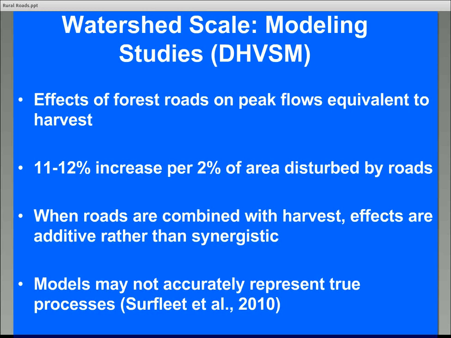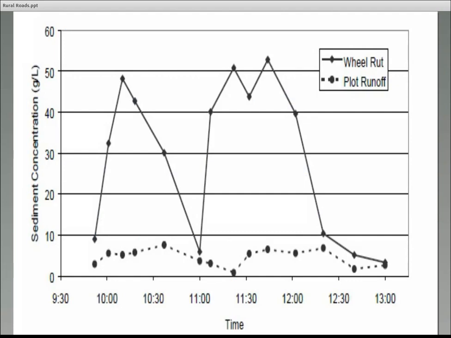So again, paired watershed studies can be rather limiting at times. It's hard to separate out the effects of roads versus harvest. So to do this, lots of people have turned to modeling, and one particular model that's been used in forest settings is DHVSM. That stands for Distributed Hydrologic Vegetation Simulation Model. It's a distributed, physically based numerical model that basically runs a water budget and energy budget for every single grid cell in the model.